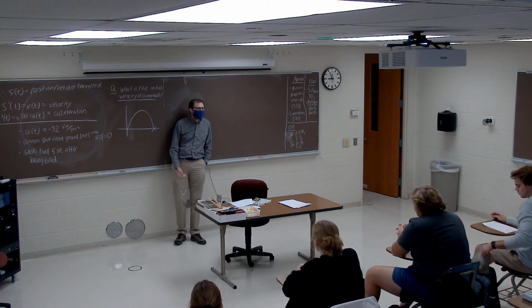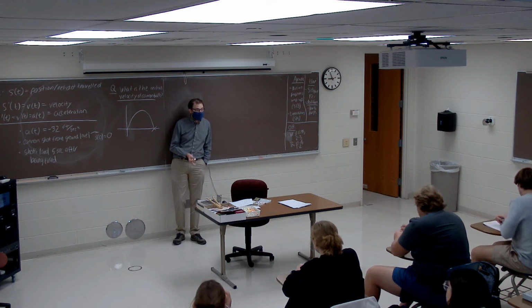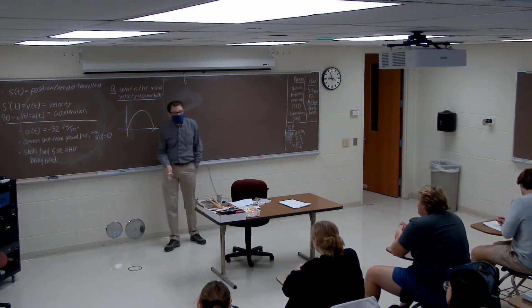Zach? V of 5 equals 0. So you're saying that when the shots hit the castle, they're traveling with a velocity of 0? Something like that. I don't know. Probably not. Never mind. Scratch that. That's wrong. Zach has shown a lack of confidence in his answer.